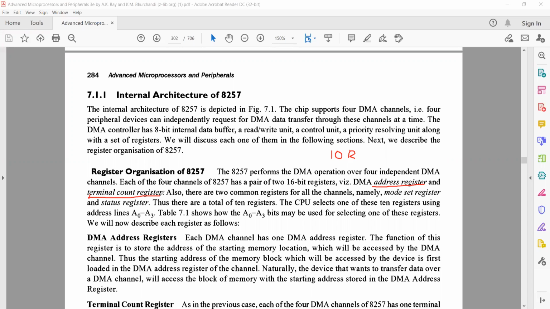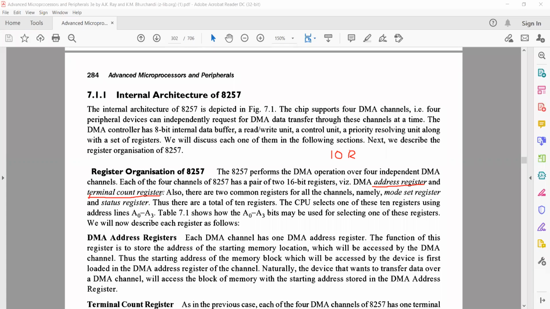So the names of the 2 16-bit registers: one is address register and the second one is terminal count register. That means how many address registers will we have? We have 4 channels, so we'll have 4 address registers, because each channel contains 1 address register. Similarly, how many terminal count registers will we have? We have 4 channels, so we'll have 4 terminal count registers, because each channel will have 1 terminal count register. So 4 address registers and 4 terminal count registers. In total, we have 8 16-bit registers.